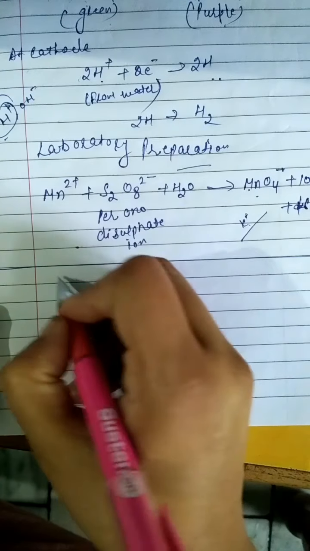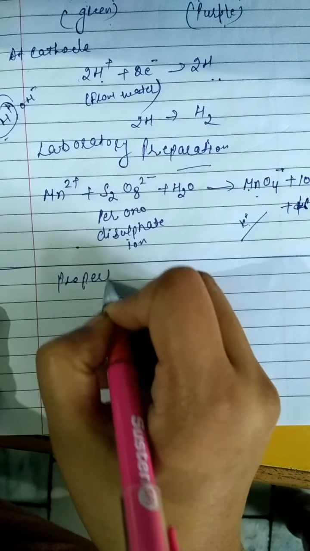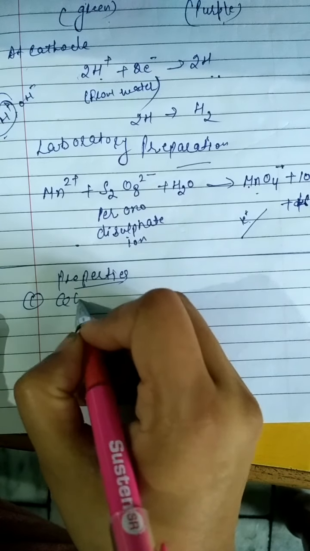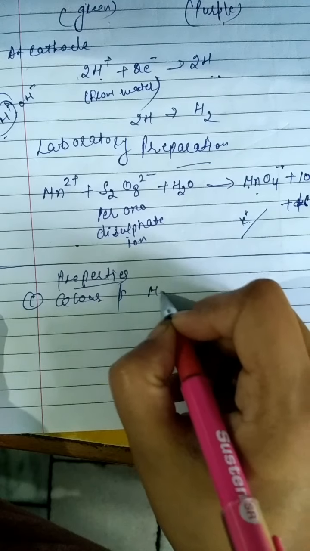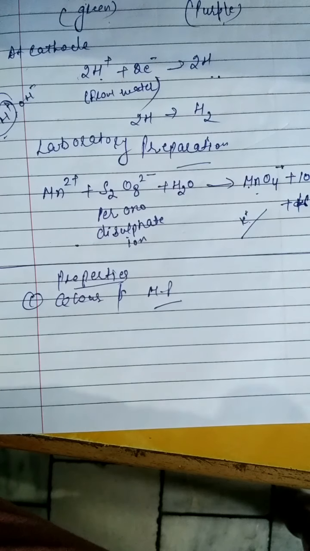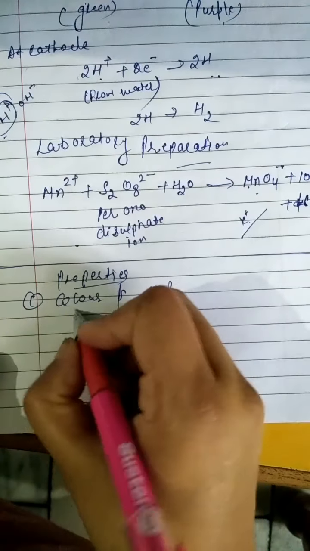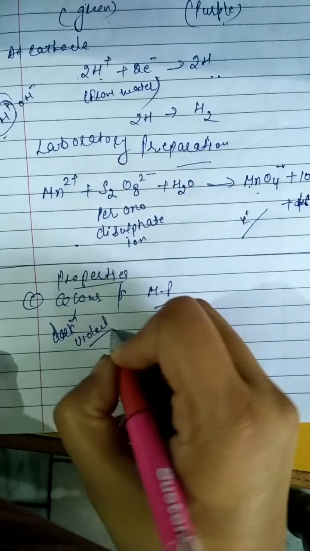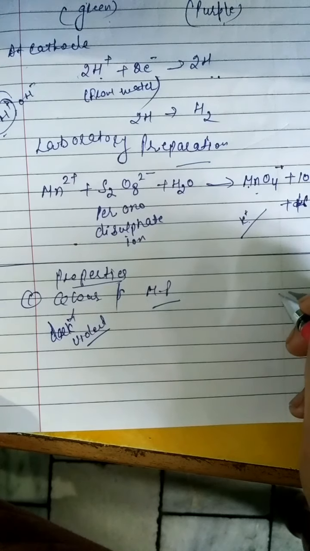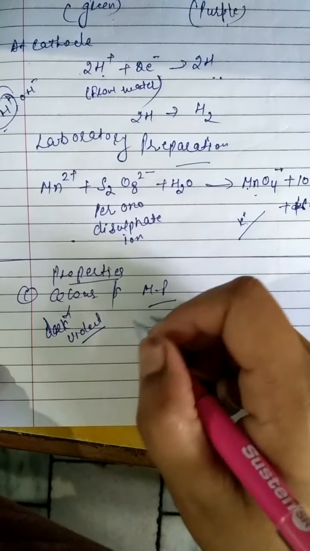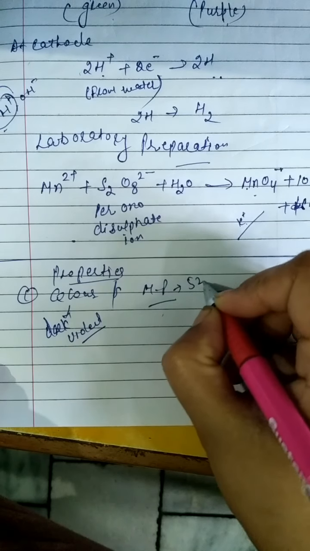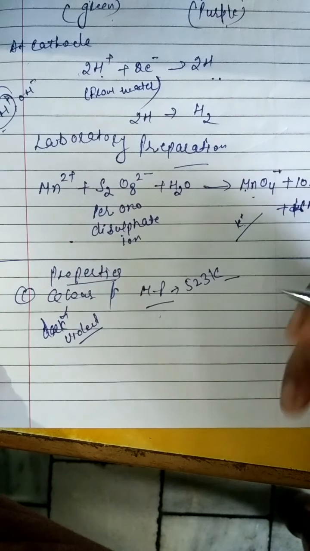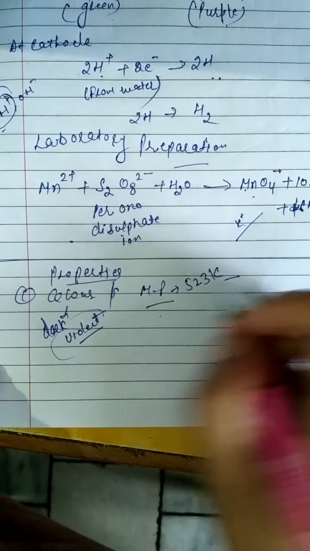In the next part we have to do the properties. The first property is color and melting point. The color of this is dark violet. We can say that the dark purple color is of potassium permanganate. And the melting point of this is 523 Kelvin. Okay, it is of a dark violet color.